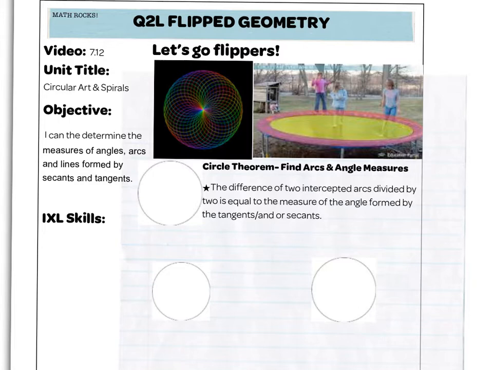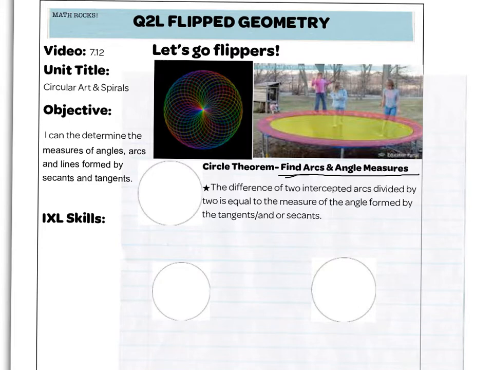Alright, let's go flippers. So, first thing we need to talk about is these few circle theorems. We're going to work with some circle theorems today that you've seen before. But for these circle theorems, they are used for finding arcs and angle measures. The first circle theorem says the difference of two intercepted arcs divided by 2 is equal to the measure of the angle formed by the tangents and or secants.